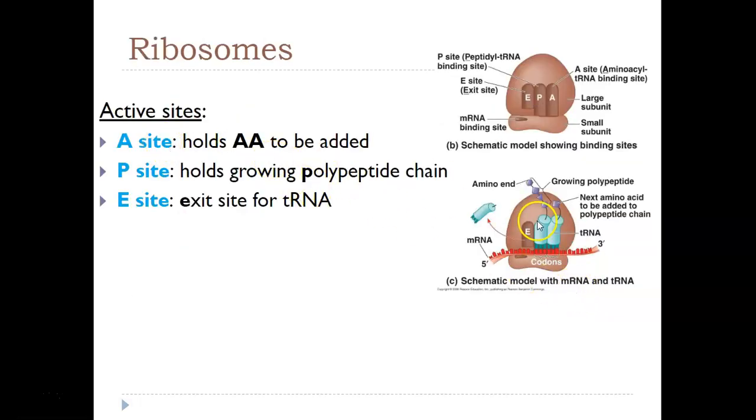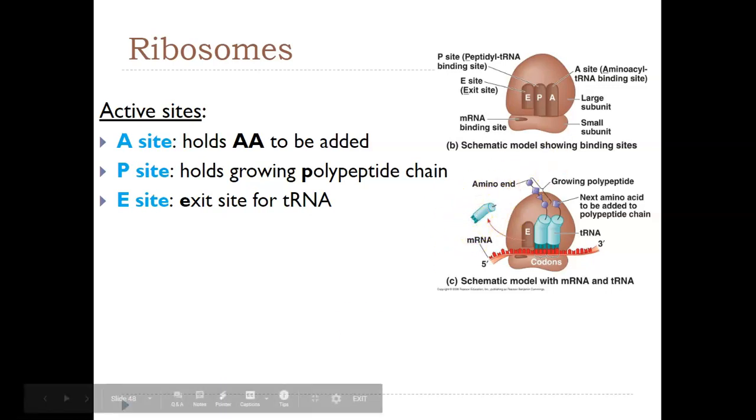So A is where the amino acids come in. That's where the tRNA's first stop is. Then the P site is for the growing polypeptide chain, so that's where the polypeptide grows larger. And then afterward, there's the E or exit position, where the tRNA can leave after it's dropped off its amino acid and then go and be recycled, because these are recycled.